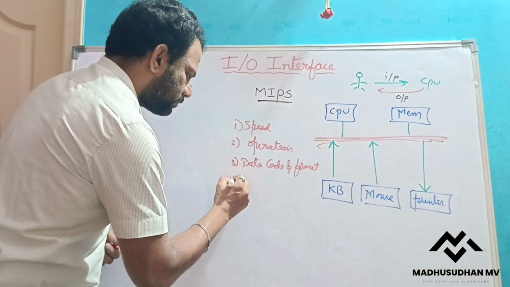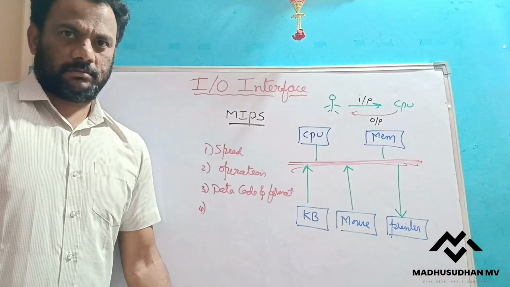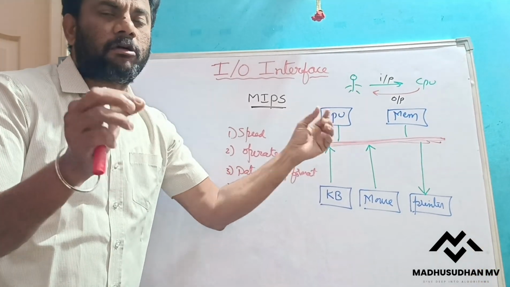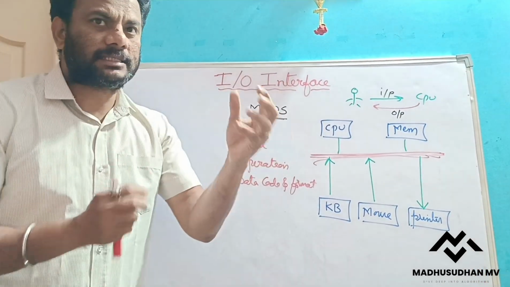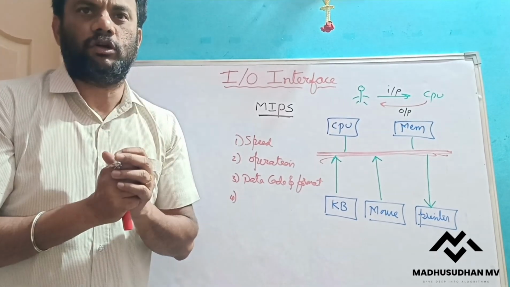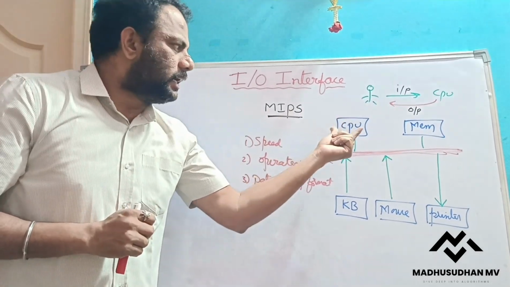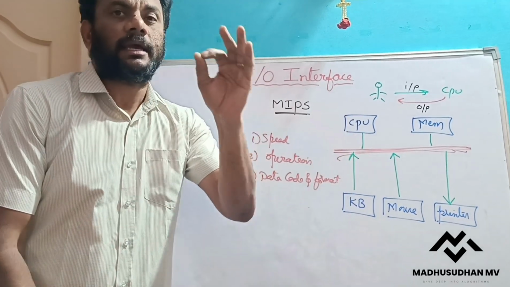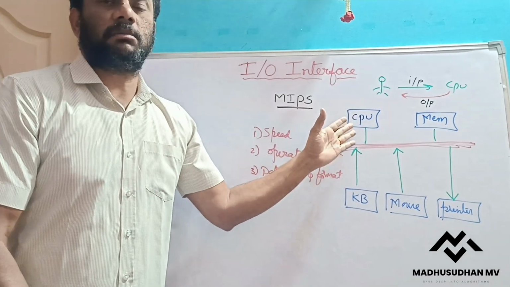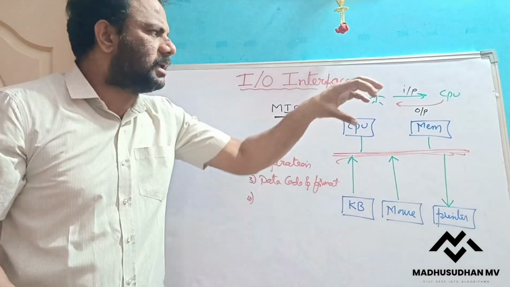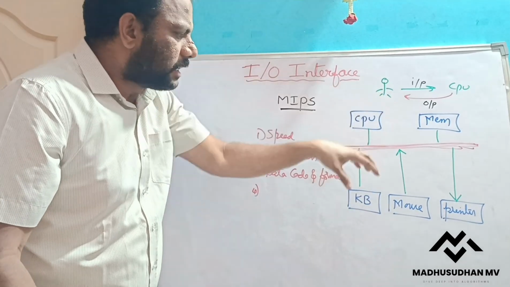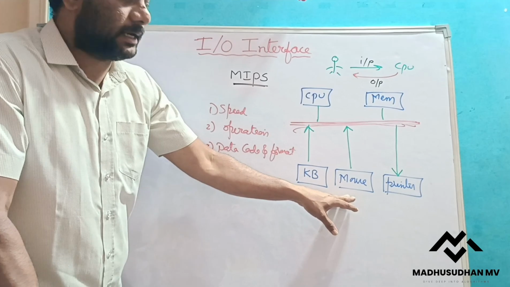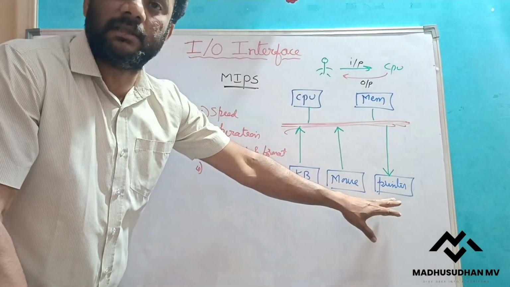Then the last one is, the CPU is made up of electronic circuits and it accepts electrical signals like +5 volts, 0 volts to make 1 or 0. We know the CPU is nothing but the ALU and control unit, all electronic circuit ICs. Whereas the keyboard is electromechanical, and the mouse is electromechanical.